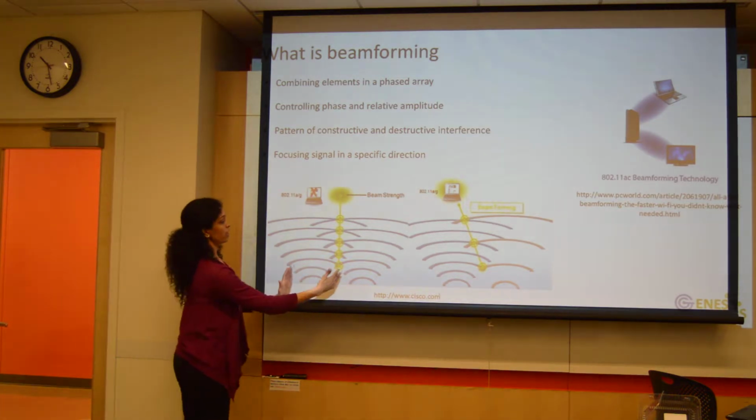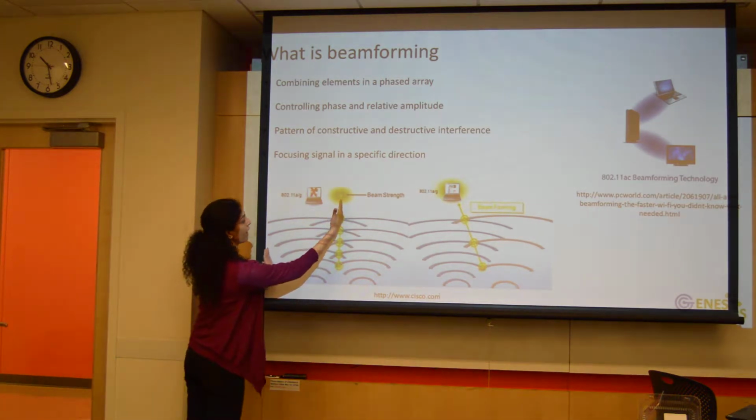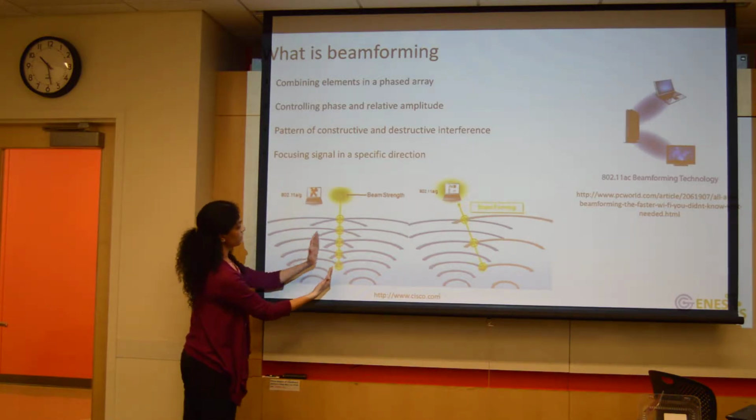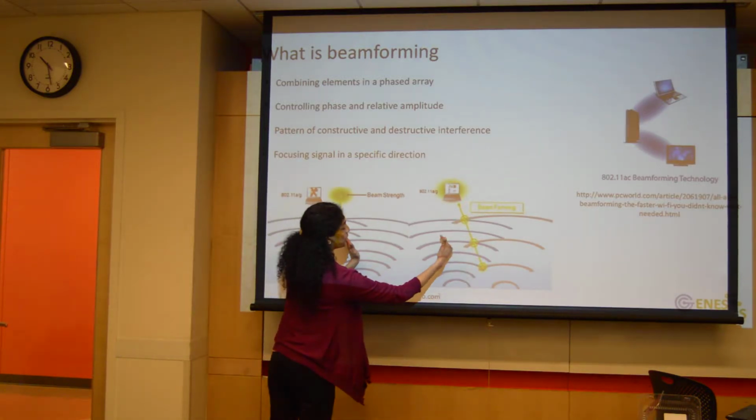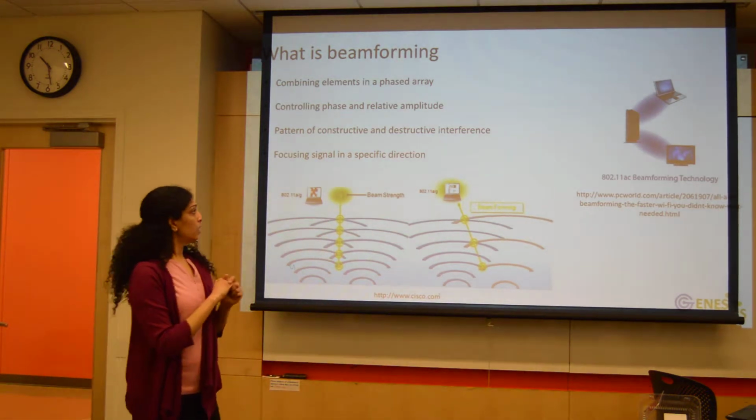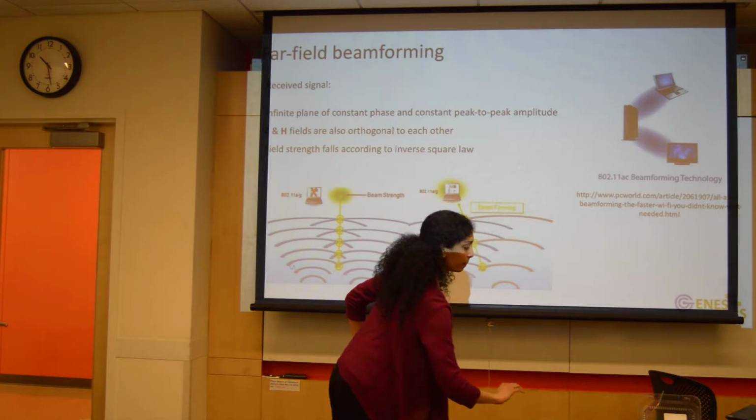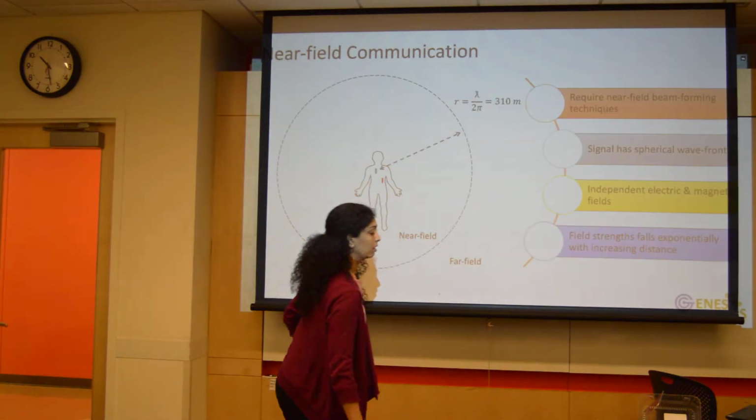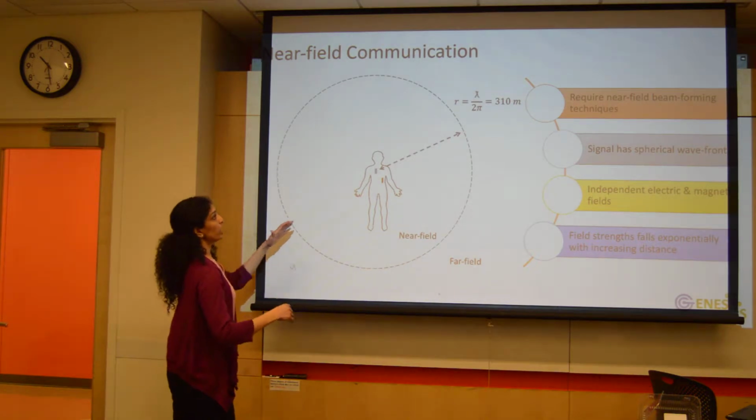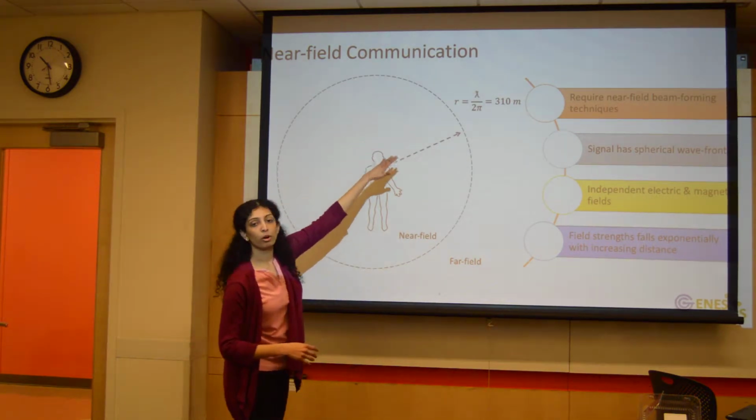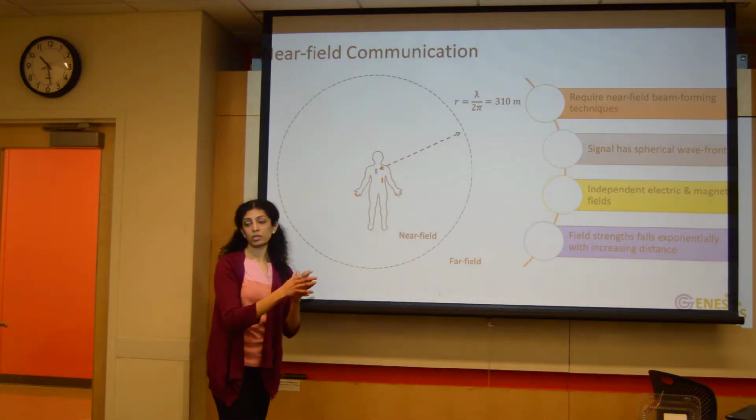By tuning the phase of the signal, you can decide where the beam is going to be. So where the constructive beam is going to align, either in this direction or in this direction, just by tuning the phase. So this is the normal beamforming. What happens inside the body area is that, in this frequency range, the far field is not inside the body. The far field is totally outside the body.